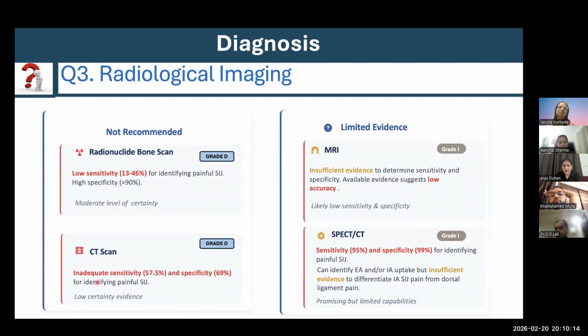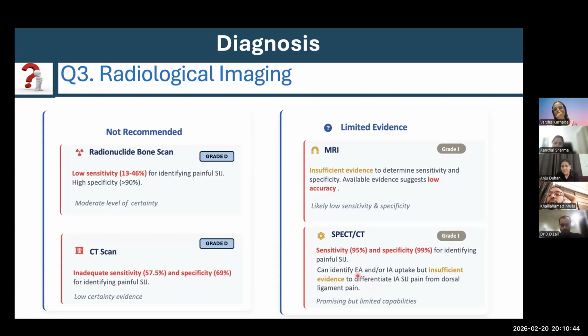CT scan also has inadequate sensitivity and specificity. There is insufficient evidence to determine the accuracy of MRI. However, the available evidence suggests low sensitivity and specificity. SPECT-CT has higher sensitivity and specificity for identifying a painful SIJ. However, there is insufficient evidence and the studies are very limited.